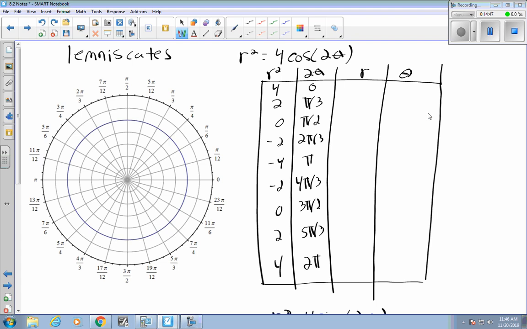So theta, of course, just cuts the 2 thetas in half, so it's 0, pi over 6, pi over 4, pi over 3, pi over 2, 2 pi over 3, 3 pi over 4, 5 pi over 6, and pi.